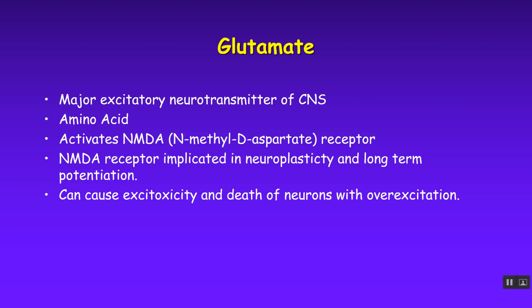Glutamate. Those other ones we just talked about, GABA and glycine, are inhibitory to the next neuron. Glutamate's the major fast-acting excitatory neurotransmitter. Okay, it's an amino acid as well. One of the key receptors that it activates, the protein receptors, is called the NMDA, N-methyl D-aspartate receptor.